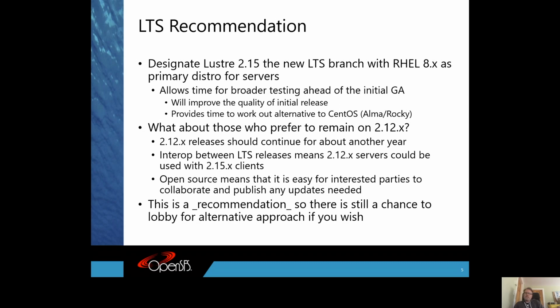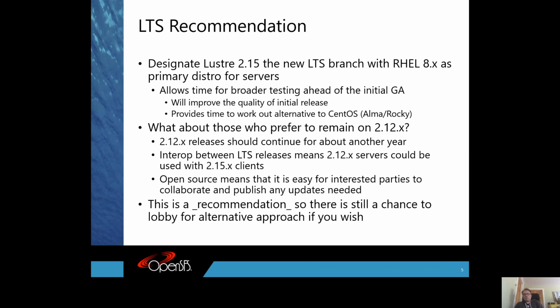And then even if you don't want to move from 2.12, you can leverage the interop capabilities between the LTS versions, and so you could keep on your 2.12 servers and maybe use 2.15.2 clients if you're looking to get support for a newer Red Hat version that isn't going to be provided by a release coming out on the 2.12 branch. And of course, this is open source, and so you have freedom.